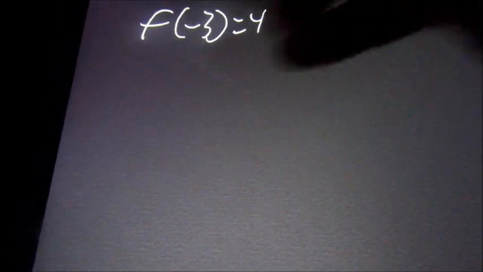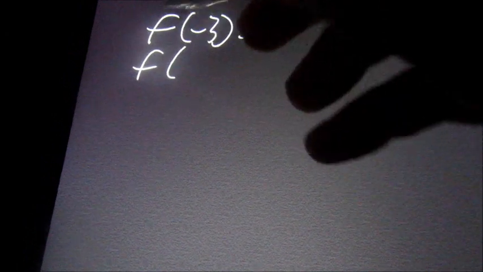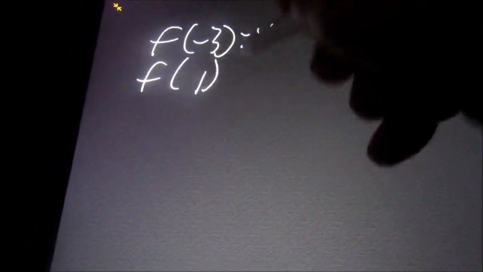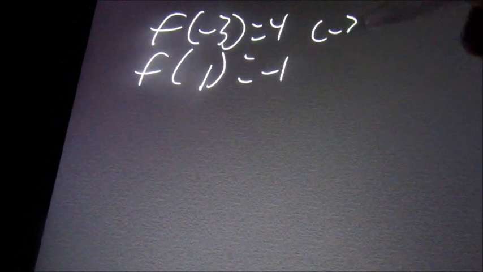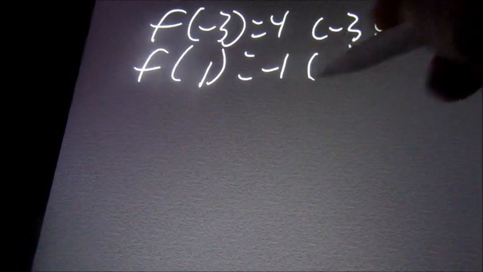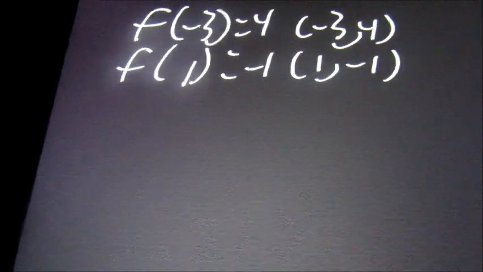Remember, f of x basically means y. And whatever's inside the parentheses there is what the x term is going to be. So they're going to say something like f of -3 equals 4, and f of 1 equals -1. So these 2 points are (-3, 4) and (1, -1). So now we have to find the slope.